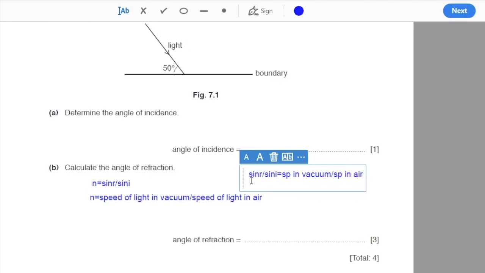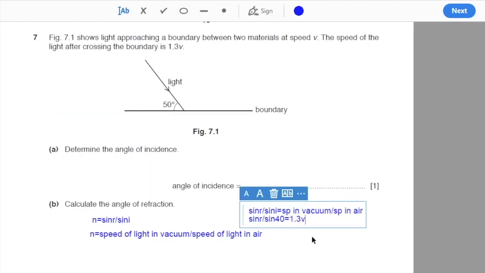So the angle of refraction is what we have to find, so we'll leave sine r as it is, divided by sine 40. 40 comes from the first part, equals 1.3 v divided by the speed in the first medium, which is told to us to be v over here. V gets cancelled, so when you multiply 1.3 with sine 40, sine r equals 0.836. Finally, the angle of refraction will be equal to 56.7, which is also equal to 57 degrees.